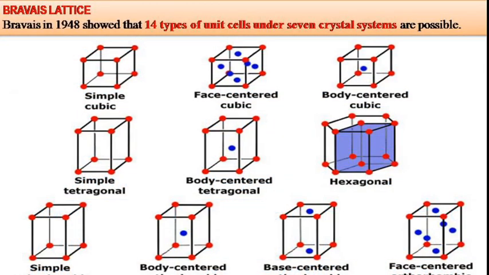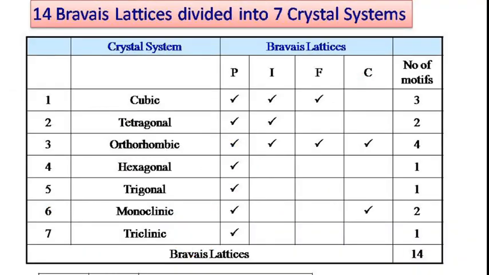These are the 14 types of Bravais lattices, that is 7 crystal systems and 4 types of lattice types. Both are combined together to form 14 types of unit cell, which we call Bravais lattices. The scientist who introduced the concept was Bravais, so we call it the Bravais lattice. This table shows the 7 crystal systems combined with the 4 types of lattice types, from which we can derive the 14 types of Bravais lattices.